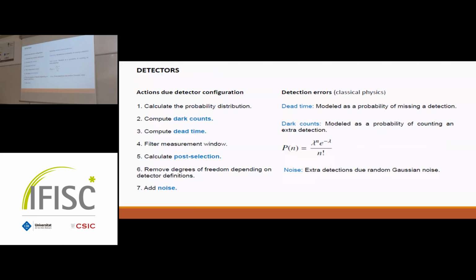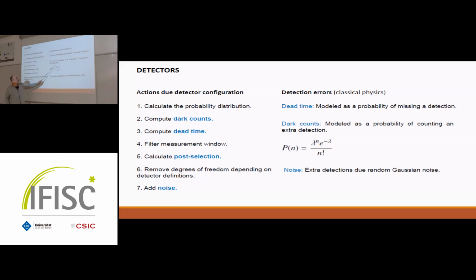And basically, I have not spoken too much about detectors. Detectors are more than just post-selection. We can configure the detectors for post-selection, but depending on the detector configuration, we can calculate the output probability distribution. And we can also compute dark counts. There are some realistic effects that can be added to the detectors. We can add some dark counts.